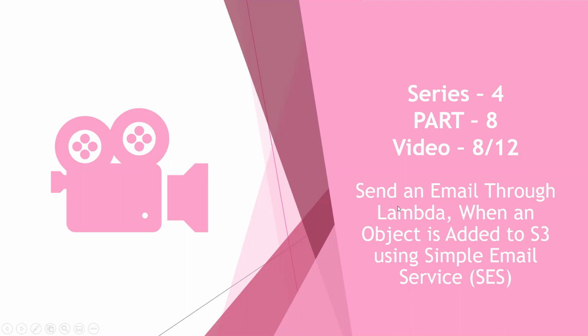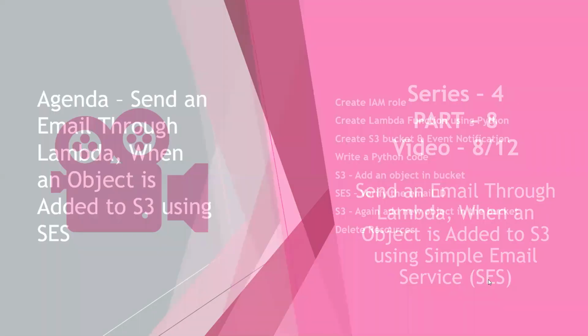And here in this POC, we will send an email from the Lambda when an object is added to the S3, using the Simple Email Service, SES. So in this POC we'll use Lambda, S3 and SES. We will do all those configurations here.